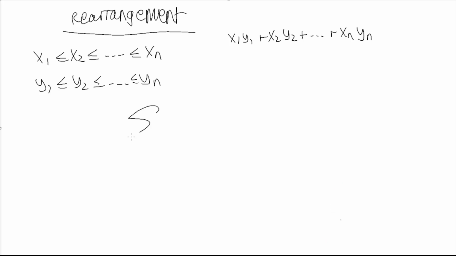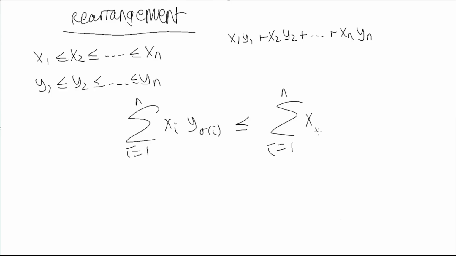And it states that if we have the sum from i equals 1 to n of xi y sigma of i, where sigma is a permutation of the numbers 1 through n, so basically, it's our way of indicating the mixing and matching, the best way we can do this is when we have the sum from i equals 1 to n of xi yi. So that's the maximum value it can obtain. So in a way, this is the best case scenario theorem, which is more powerful than you might think.